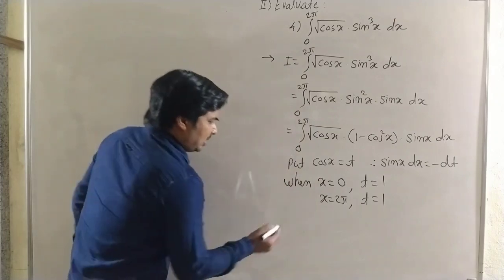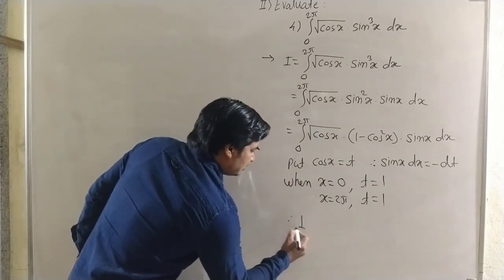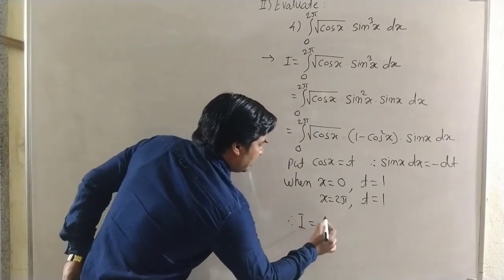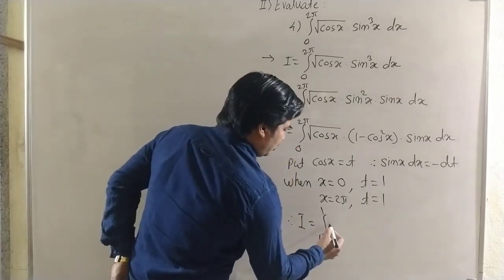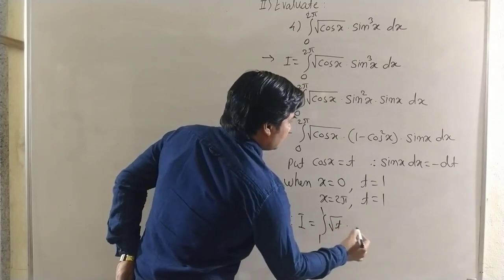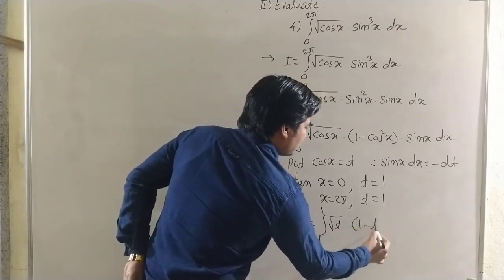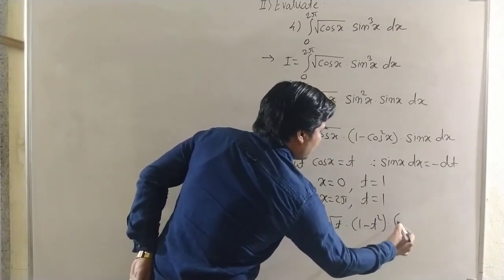Now therefore here the integral is equal to integral from 1 to 1 of under root t into 1 minus t square into minus dt.